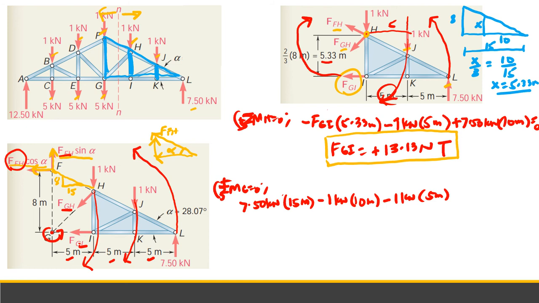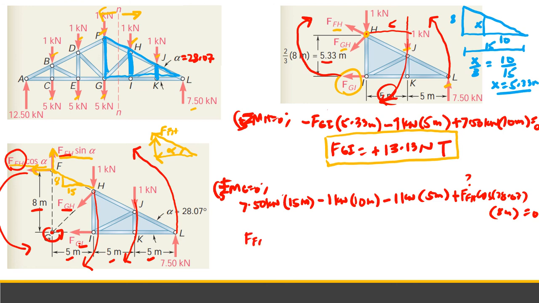FFH cosine alpha natin. So, this will create a counterclockwise rotation. So that is positive plus FFH cosine alpha. Alpha natin is 28.07. So cosine 28.07 multiplied by its perpendicular distance, which is yung 8 meters equals 0. So the only unknown here is yung FFH natin.